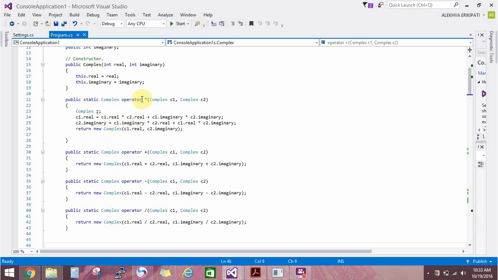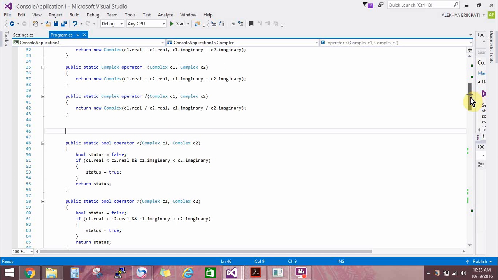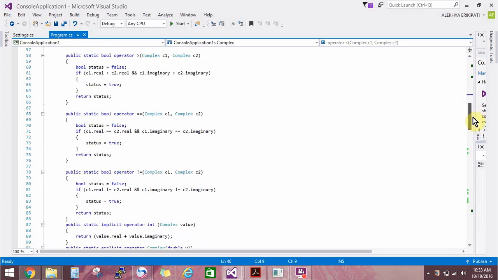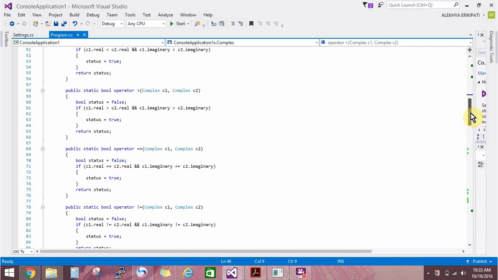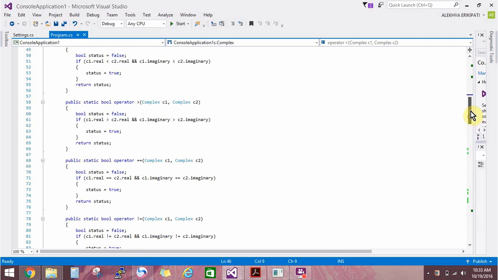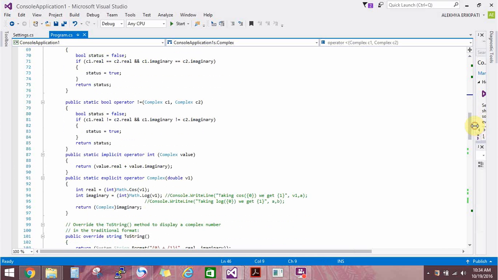Here I have some operators, which are multiplication, plus, minus, division, less than, greater than, equal to and not equal to. The comparison operators greater than and less than, and equal to and not equal to, are pairs. So when one operator exists, the other operator should exist. Like if less than is existing, then automatically greater than should exist in the program. So equal to is there, and not equal to should be there, the opposite one.